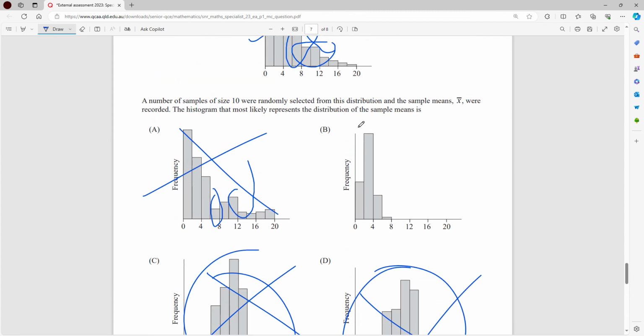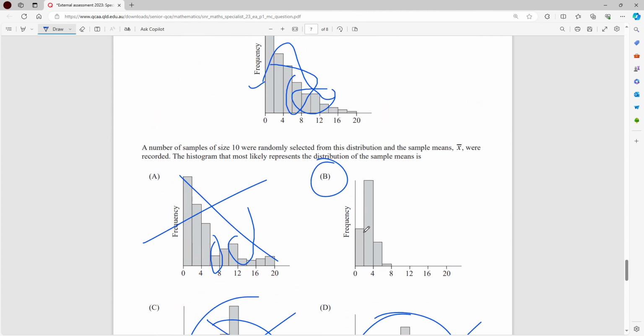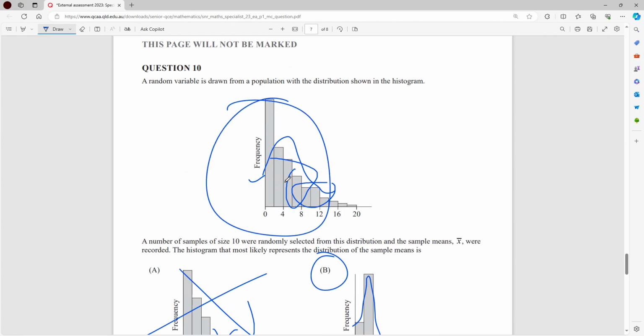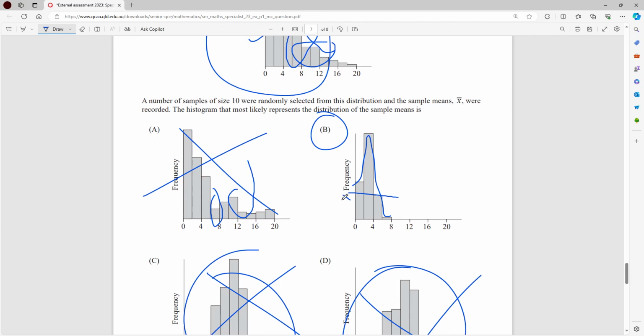So straight away I know it's B, because it's a distribution that is directed towards the statistics. There's a lot of stuff here, so that makes sense why it's shifted over this way.